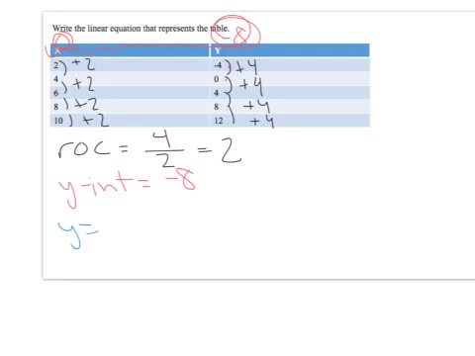And then our equation, y equals mx plus b. So y equals the slope or rate of change, so 2x. Notice our y-intercept this time is negative 8, so we'll say minus 8.